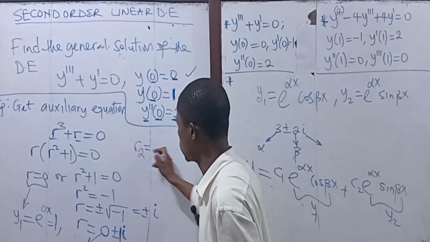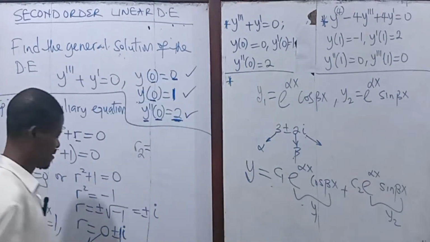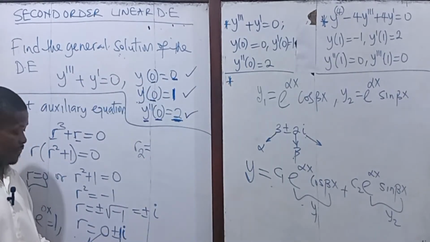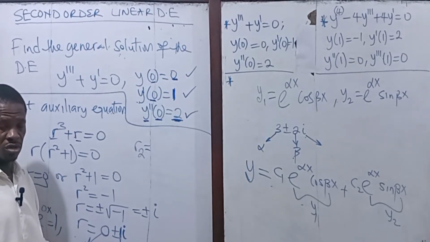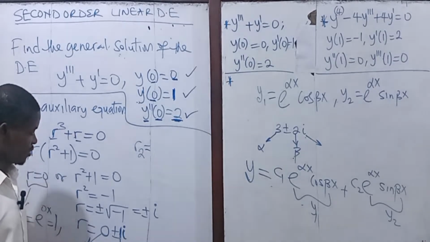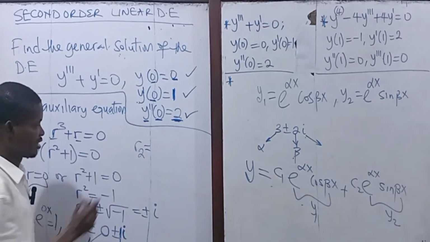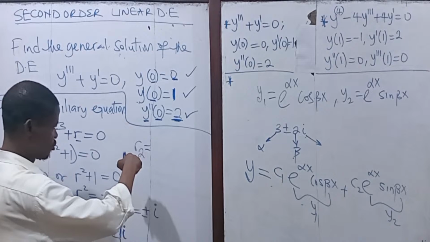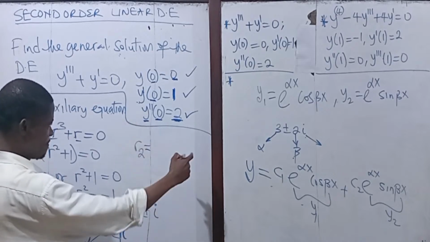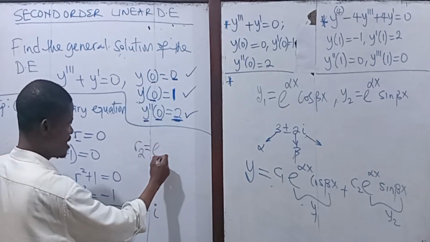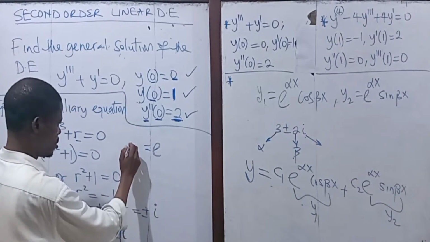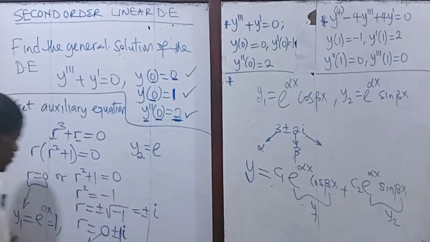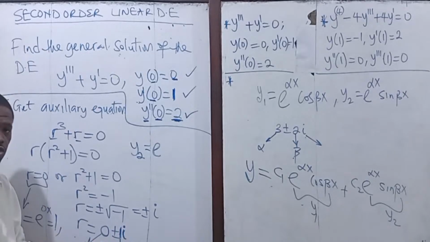Don't forget, this is case 3, where we have two distinct complex roots, or complex numbers, plus or minus. We've already gotten y1, so this will generate y2 and y3.